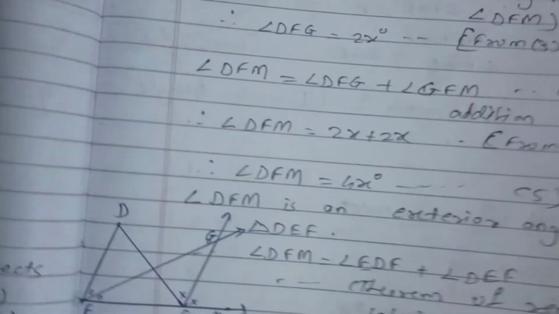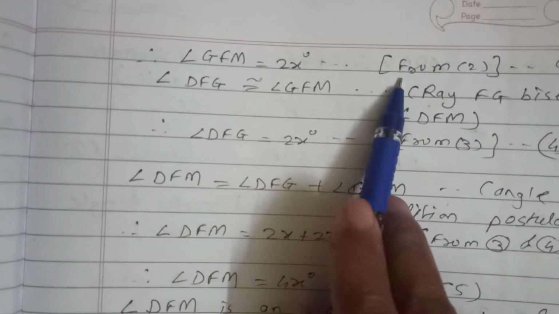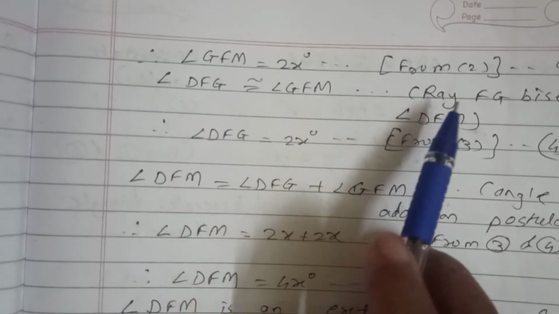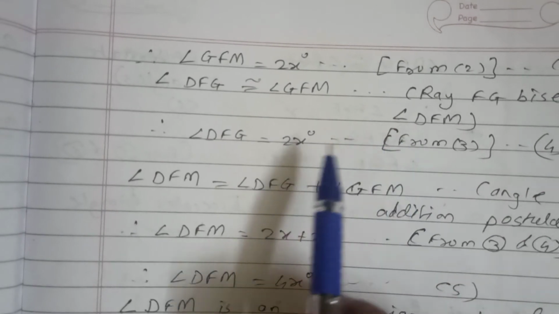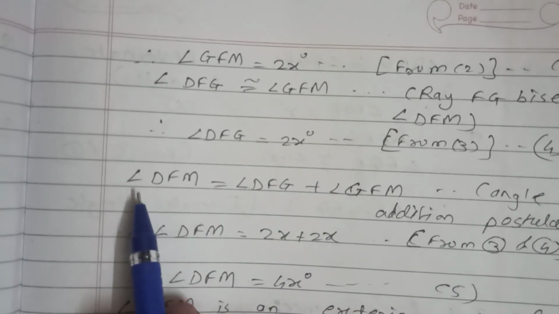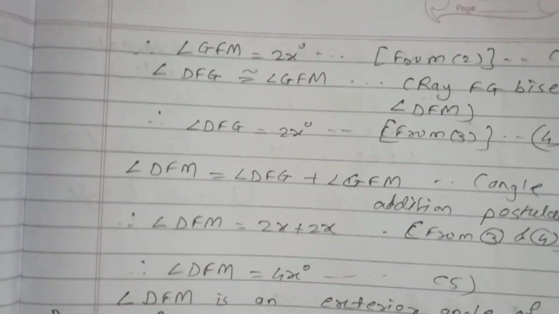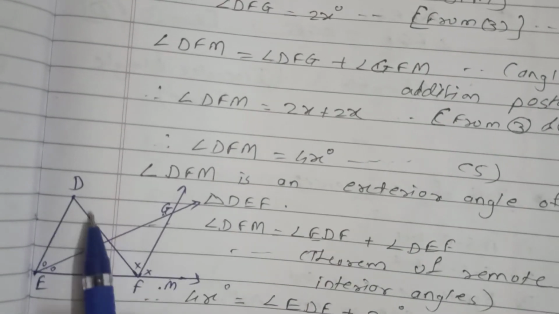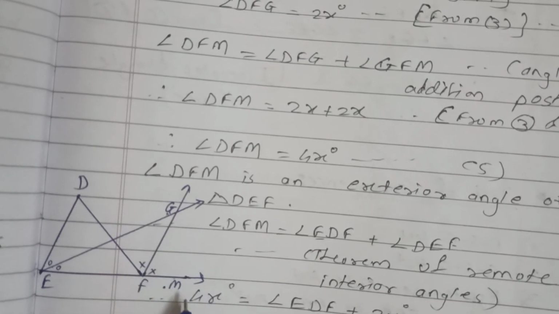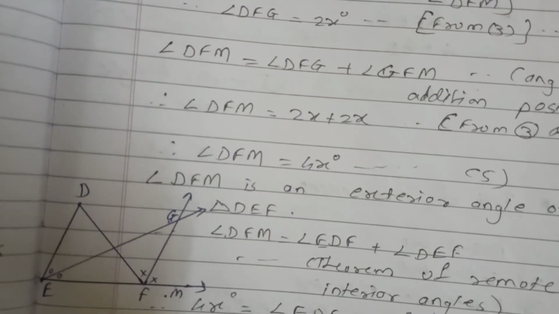Now let us see. Angle GFM is equal to 2x degrees. Angle DFG is congruent to angle GFM, as ray FG is the bisector. We can see in the figure. Angle DFG is equal to 2x degrees. Angle DFM is equal to, again, the addition of both of these two angles. DFM is equal to DFG plus GFM, 2x plus 2x, is equal to 4x degrees.